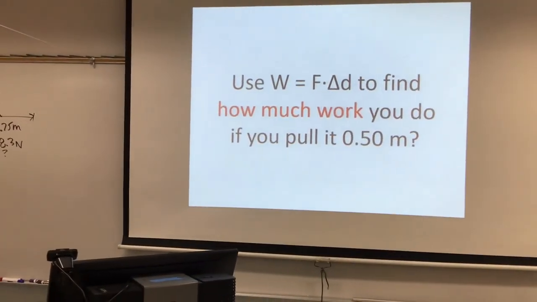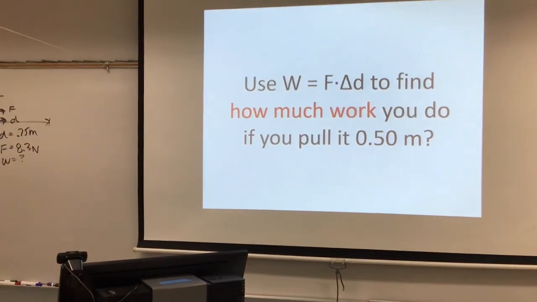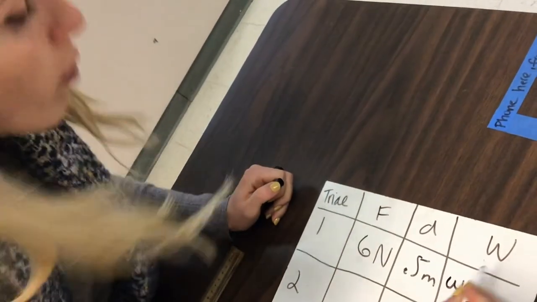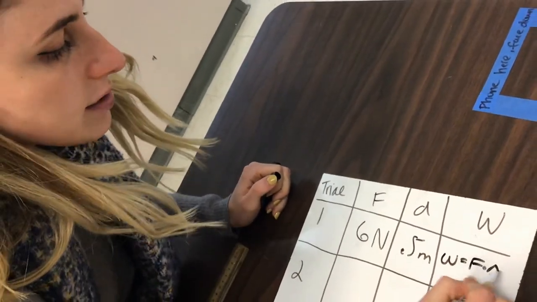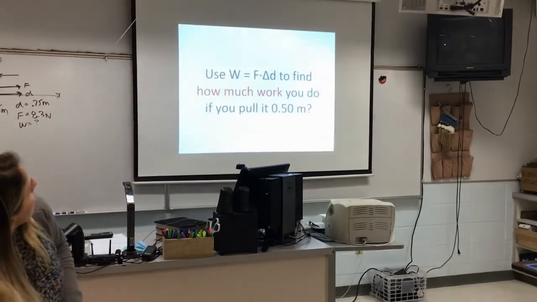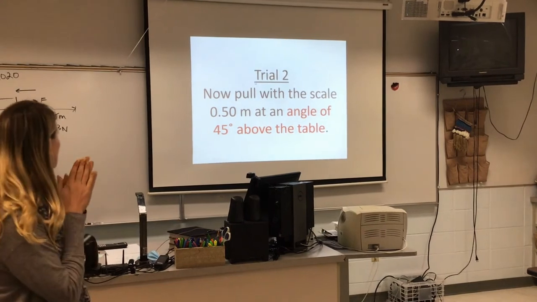Use work times the displacement to find how much work you do if you pull it 0.5 meters. So you guys are going to solve this, and we just said that the equation you're going to use is work equals force times displacement. Okay, do it. Trial 2.